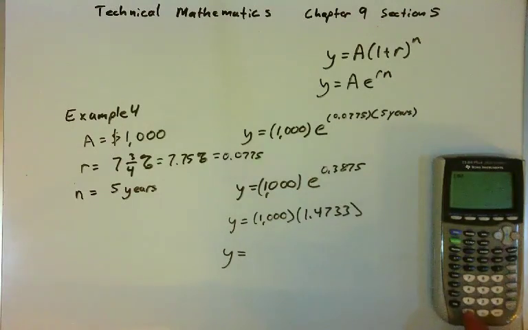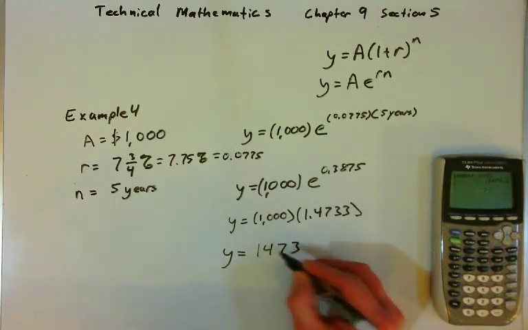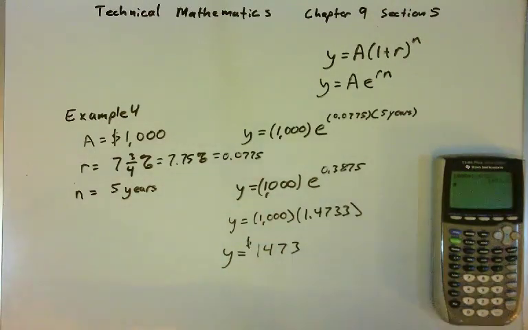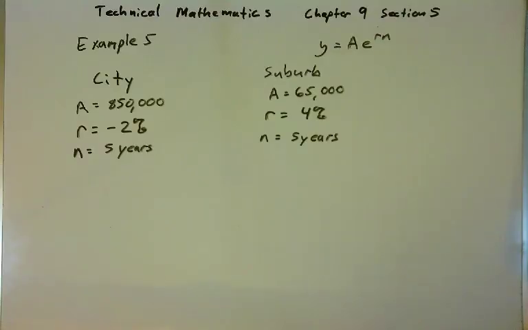So this is how much you will have in your savings account or your investment after that time has passed. So we'll take 1,000 and we'll multiply by 1.4733, and we get 1,473. So at this interest rate, after 5 years, and an initial investment of $1,000, after 5 years you'll have $1,473. And again, that's the original $1,000 that you had, plus another $473. That's what you've earned.